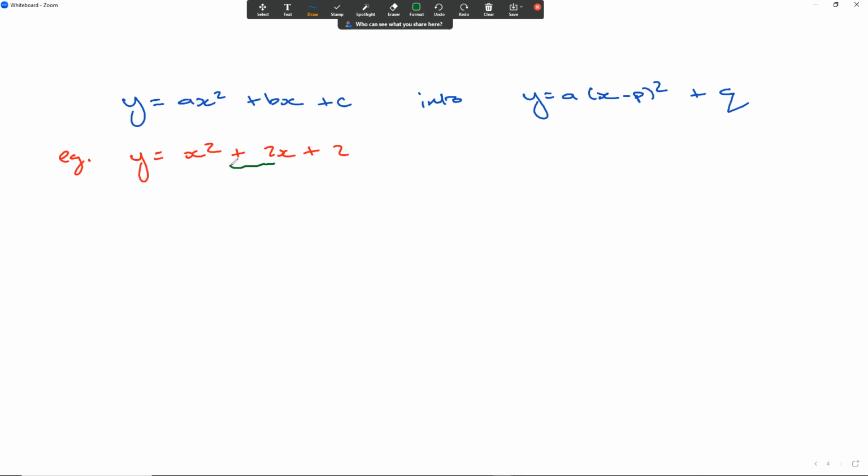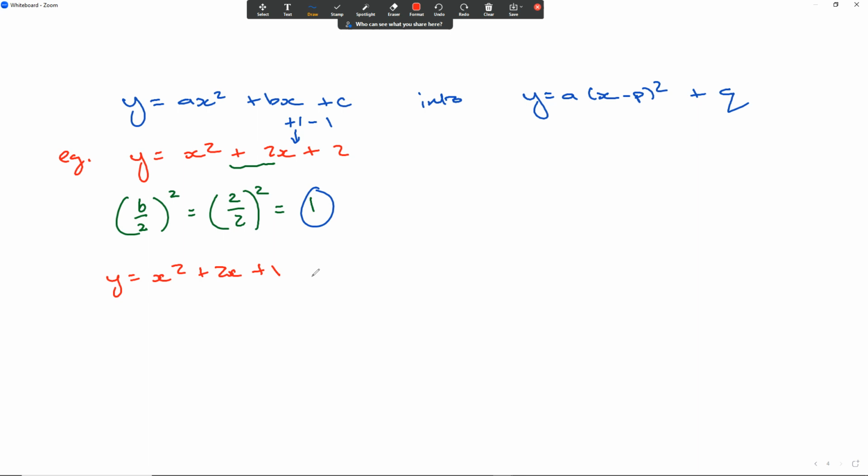The first thing I'm going to do is take this b value, divide it by 2, and then square it. It's going to be 2 divided by 2, squared, which becomes 1. Once I have that number 1, I want to plus 1 over here and minus 1 over here. So I make a little bit of a gap: plus 2x is going to be plus 1, and then minus 1 plus 2. You can see I'm adding 0 in there, so that value is added first and then subtracted.